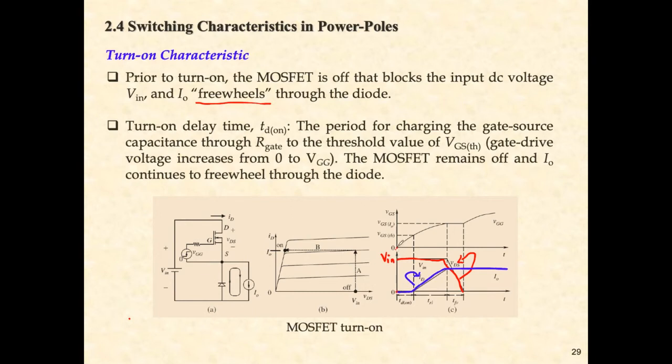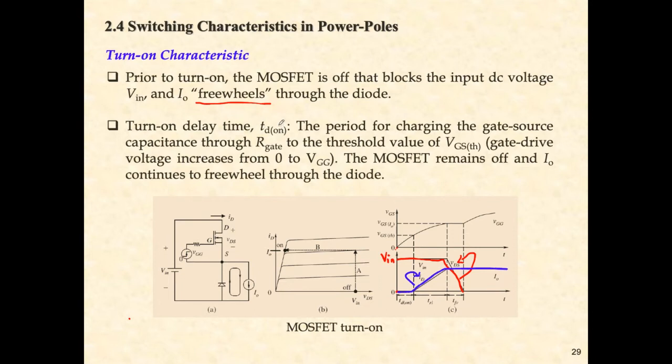Okay, and here now is off, right? So we have no gate source voltage. Okay, so that's the first one. And then now we want to turn it on. So we need to go through the first region, which we call turn on delay time, TD on.